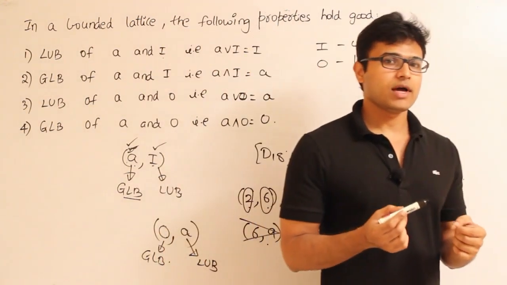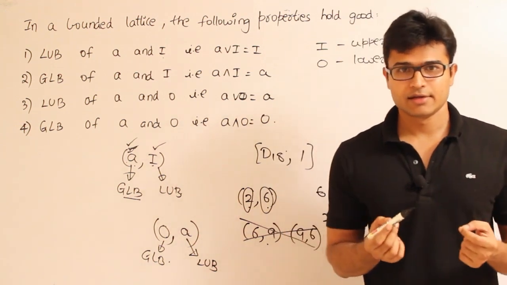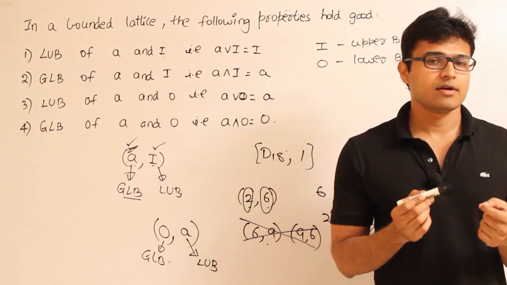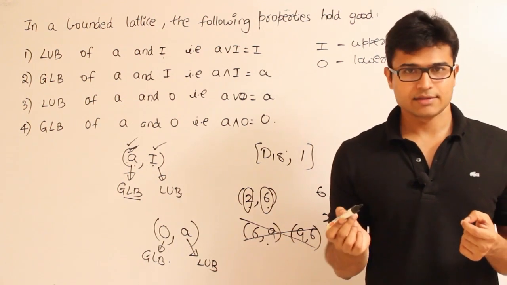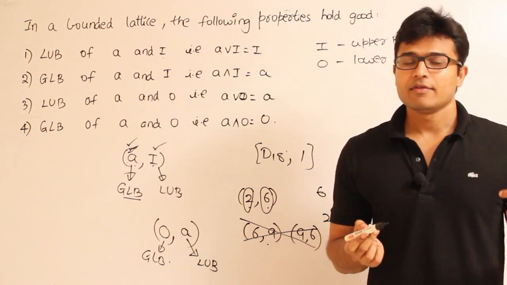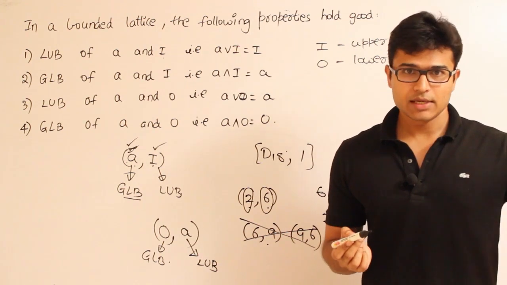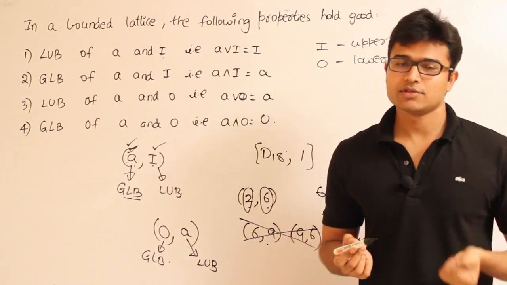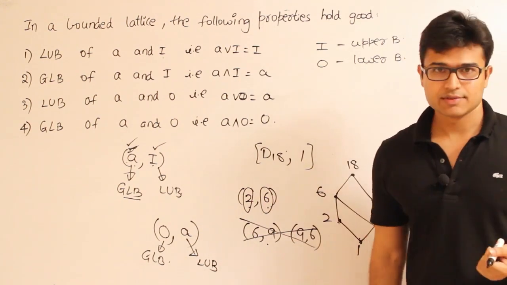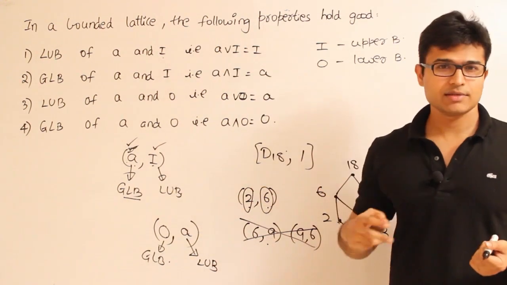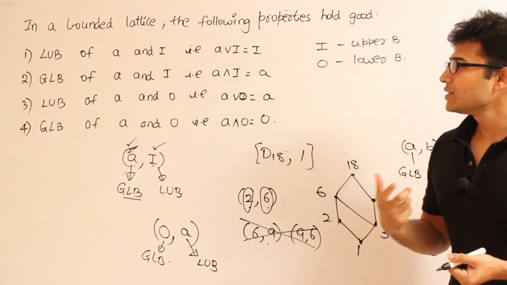Whenever two elements are related, which means if there is an ordered pair A comma B present in a poset or in a lattice, then definitely the greatest lower bound is going to be A and the least upper bound is going to be B. Now using that property I am solving these questions, right? So you need not memorize these properties, they are just intuitive. So how did I solve it?